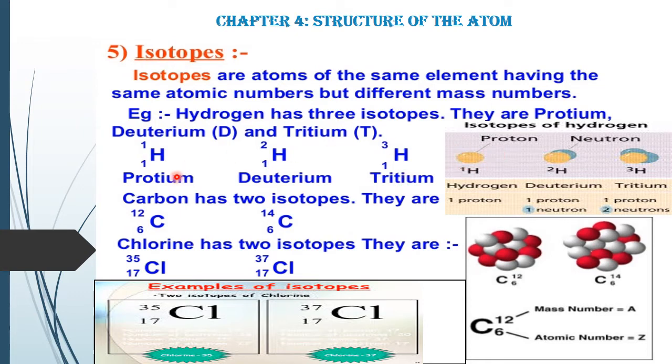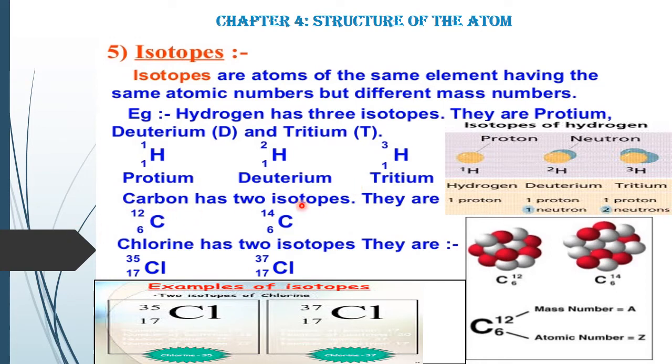The first one, protium, has one proton and one electron. Deuterium also has one proton and one electron. Tritium also has one proton and one electron. The atomic number remains the same, 1, 1, 1, but the neutrons are different, and that is the difference in mass number. In protium there are 0 neutrons, in deuterium 1 neutron is there, and in tritium 2 neutrons are there.